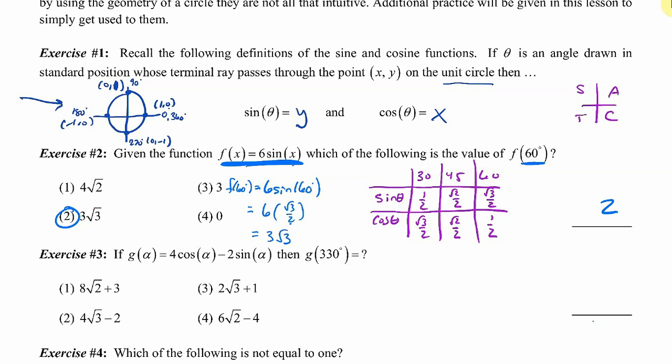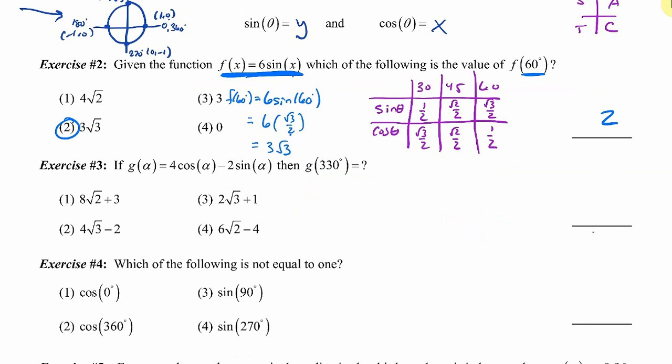Next one, if g of alpha is equal to 4 cosine alpha minus 2 sine of alpha, then g of 330 degrees is what? Well, let's plug 330 degrees in for alpha and see what we get. So we're looking at 4 cosine 330 degrees minus 2 sine of 330 degrees. Those aren't multiples of 90, it's not a quadrantal angle, so it's probably going to be a reference angle. Let's figure out what that is.